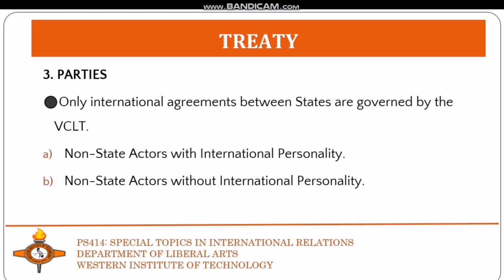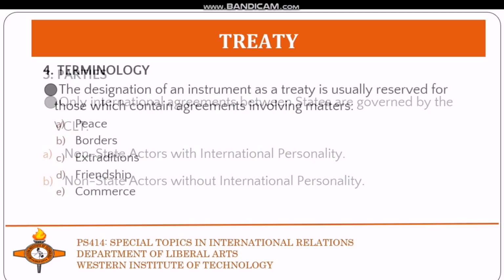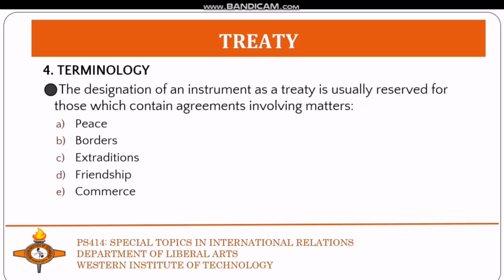Next slide is terminology. So the designation of an instrument as a treaty is usually reserved for those which contain agreements involving important matters. First, we have peace, then borders, extradition, friendship, and commerce. When a treaty is multilateral, it is usually designated as a convention, while if a treaty is subsidiary to a treaty, it is called a protocol.